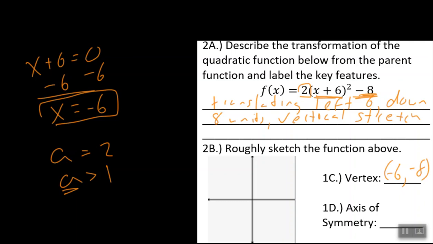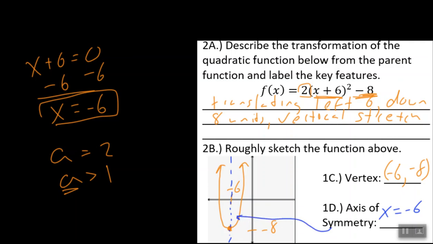So let's see what this looks like in practice. Our vertex is at negative 6, comma negative 8. So you go to the left 6, down 8. And since we said this graph is narrower, we're going to kind of draw this skinnier than we would our parent function. Alright, now the next thing we want to label is our axis of symmetry. We know that this goes through the x value of the vertex, so we can say x is equal to negative 6. That is our axis of symmetry.